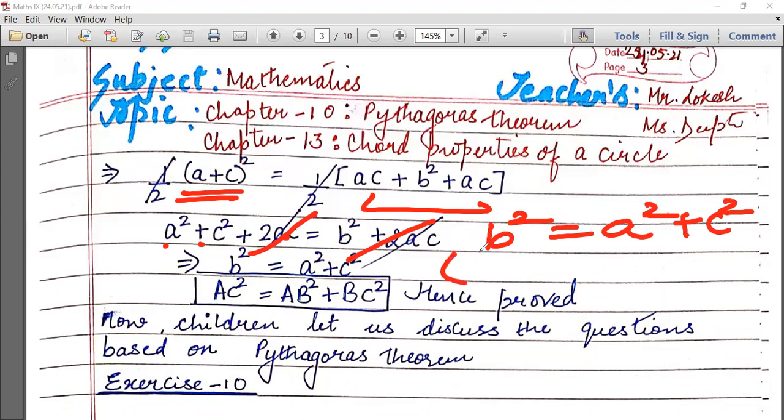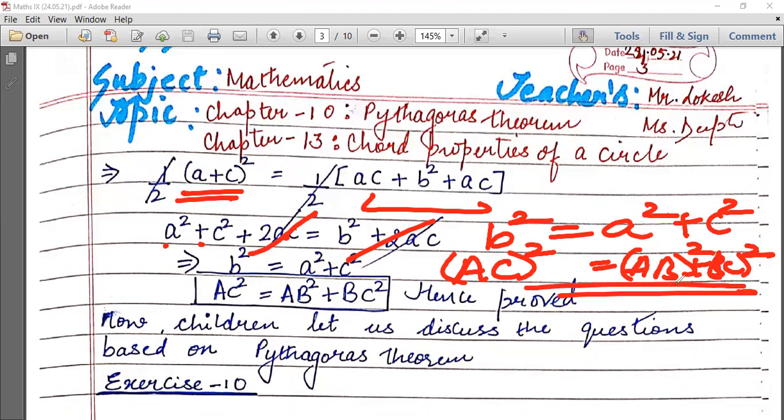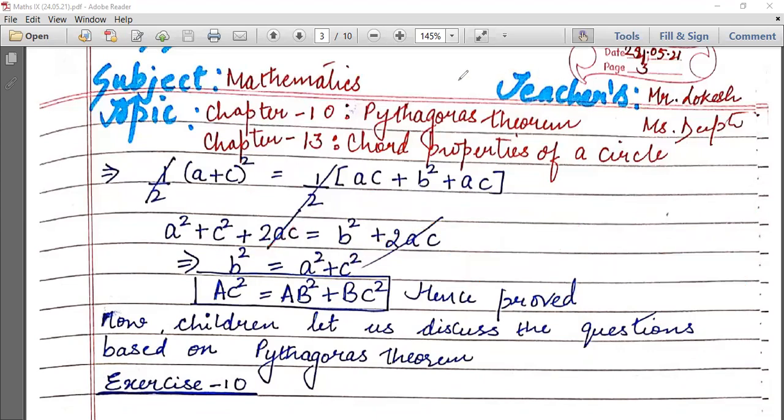And children, here the length B is actually AC, so it is AC square. Length AB is your A, so you can write AB square, and C is your BC square. So this is our proof of the theorem. And so you can say that the hypotenuse square is always equal to the sum of squares of the other two sides. I hope children you are clear with this theorem.